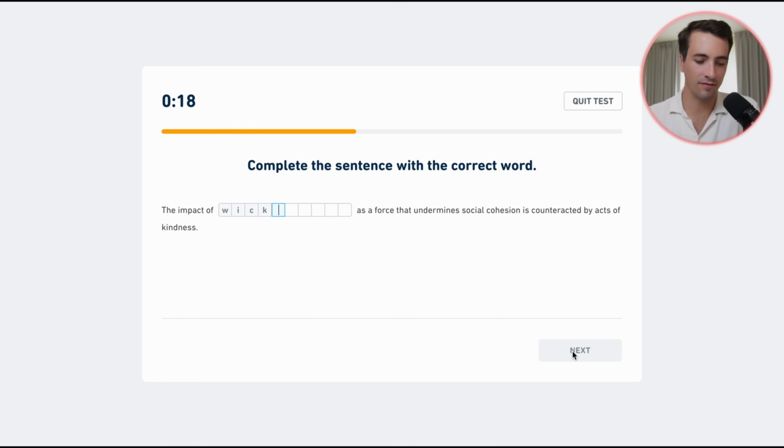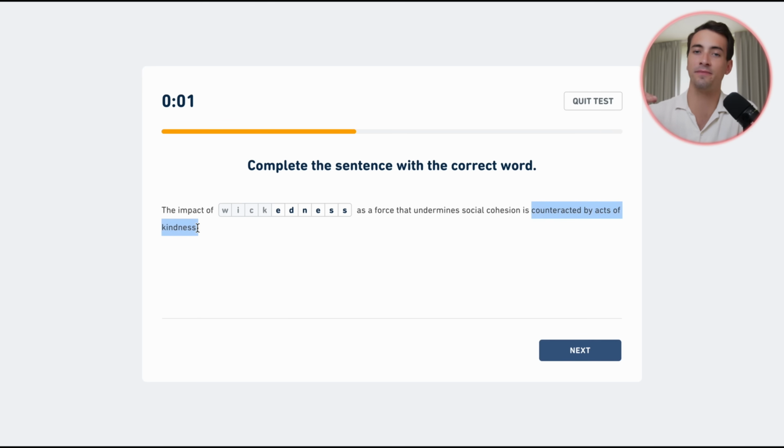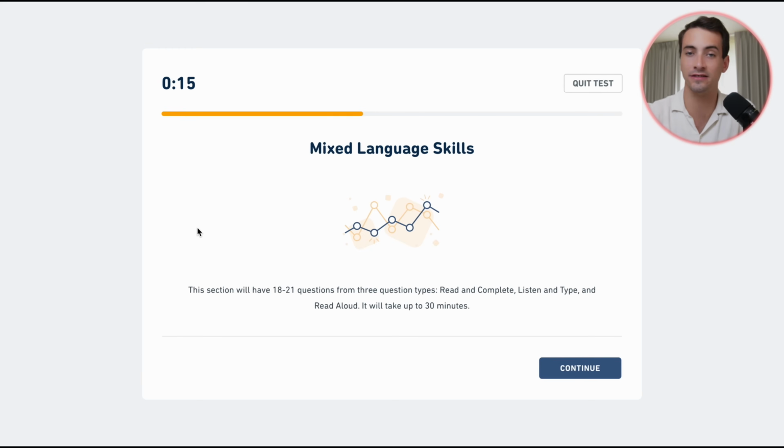The impact of blank as a force that undermines social cohesion is counteracted by acts of kindness. This one is very difficult. But the correct answer is going to be wickedness. So I knew this because counteracted by acts of kindness, I needed something that is the opposite of kindness, which is wickedness or evil. Great.